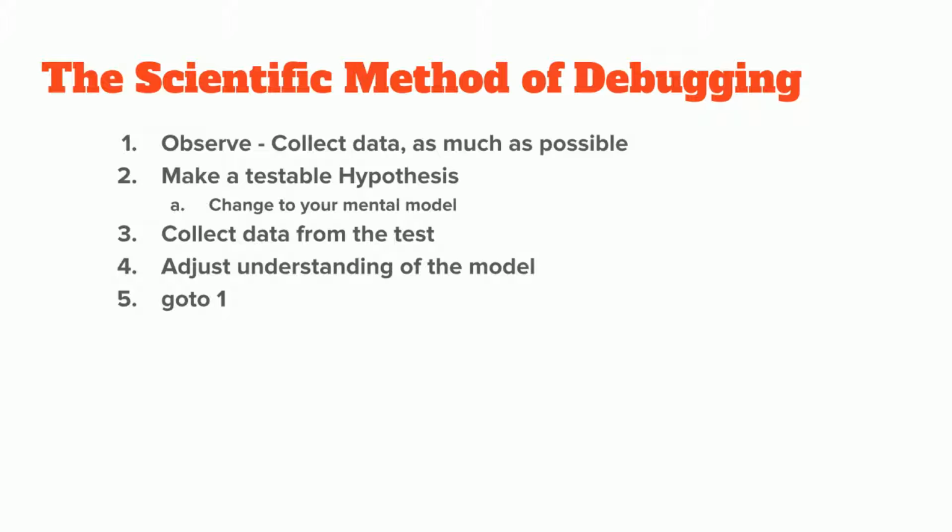And from that, you want to make your testable hypothesis, which is a change to your mental model, because your mental model says it should work one way. It's obviously working a different way. So now you have to come up with the hypothesis as to why. Then you're going to collect your data from the test, which is changing a line of code, changing a configuration, and then you're going to adjust your understanding of the model based on that data, and then you're going to repeat that over and over and over again until you get it right.